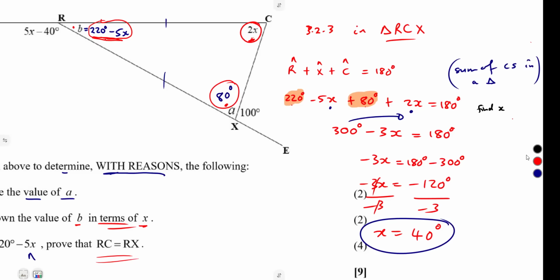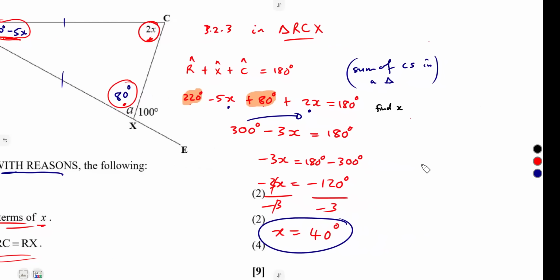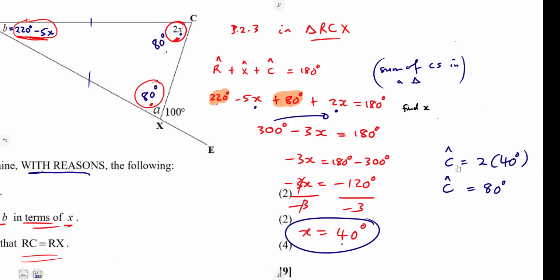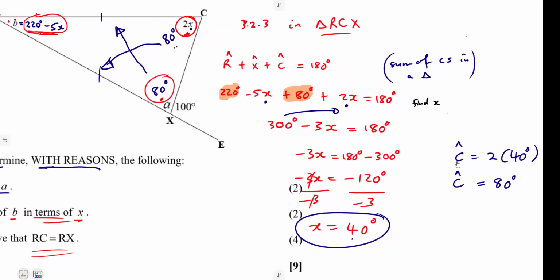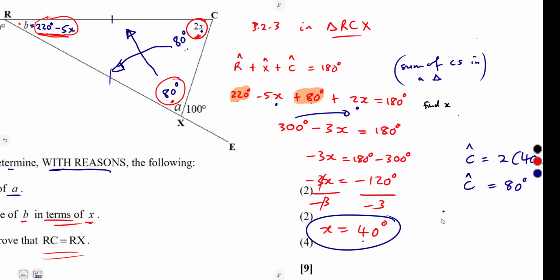What about angle C? Angle C is given as what? Angle C is given as 2x, 2 times x. Our x is what? 40 degrees. So if you multiply here, you're going to obtain what? 80 degrees. So guys, we can see that these two angles, they are what? They are equal. So if these two angles are equal, it means the lines opposite those equal angles must be equal. So therefore, we have proved that those lines are equal.